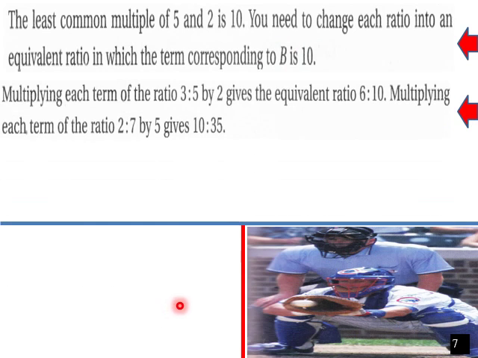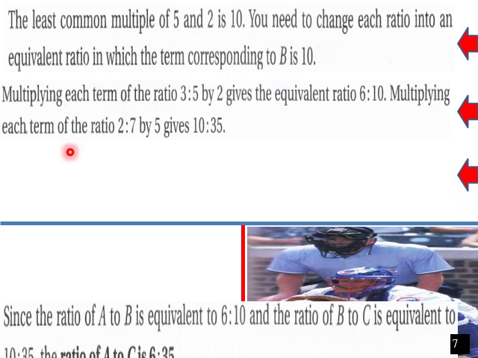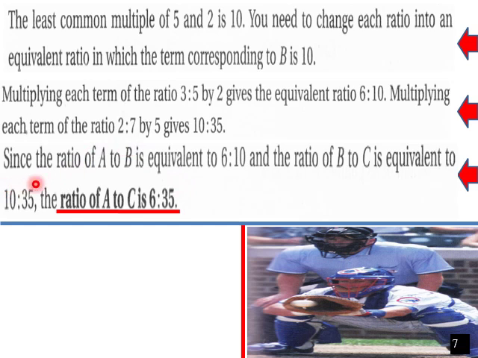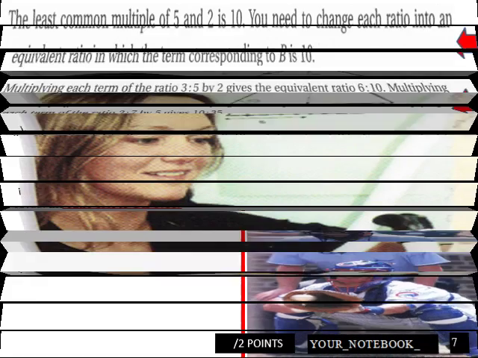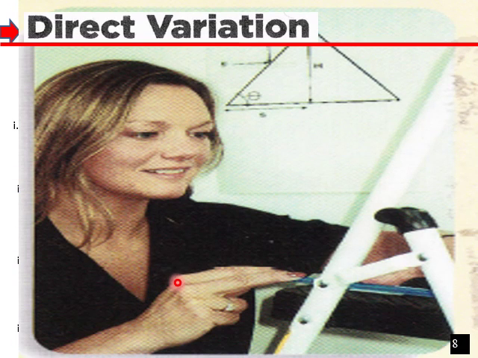Right now, we're going to go onward. The least common multiple of 5 and 2 is 10. You need to change each ratio into an equivalent ratio in which the term corresponding to B is 10. So the ratio of A to B is equivalent to 6 to 10, and the ratio of B to C is equivalent to 10 to 35. The ratio of A to C is then 6 to 35. That is in simplest terms, so that is the final result.